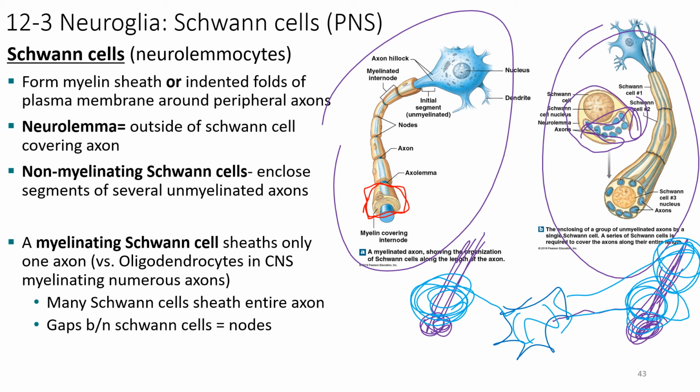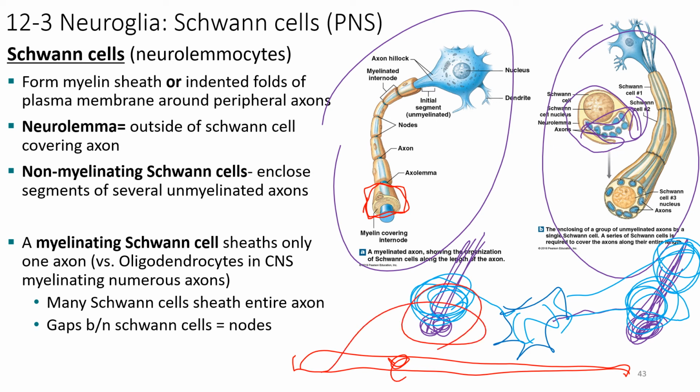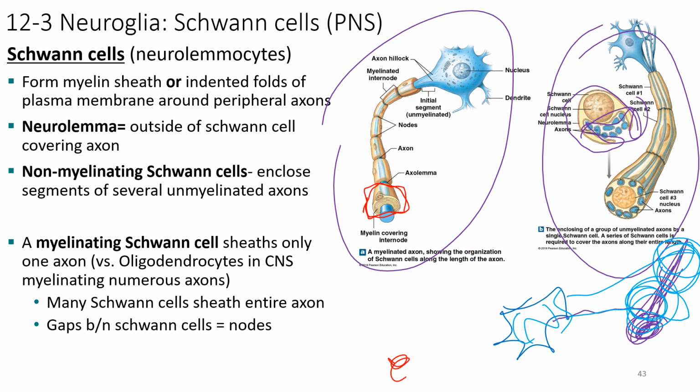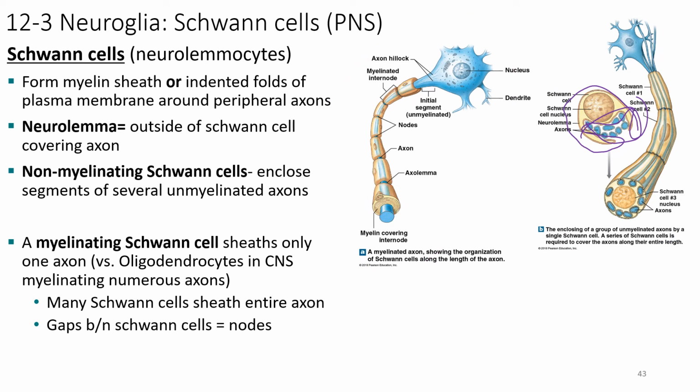The Schwann cell in the peripheral nervous system is going to be, like I said, one cell that stretched himself out into a pancake, and then he wraps himself completely around that axon. So we're myelinating, but it's a bit of a different process than in the central nervous system. So we have many Schwann cells that sheath the entire axon when we're in the peripheral nervous system. And those gaps between the myelinated segments, again, are called the nodes.